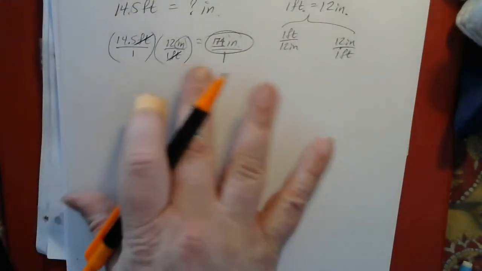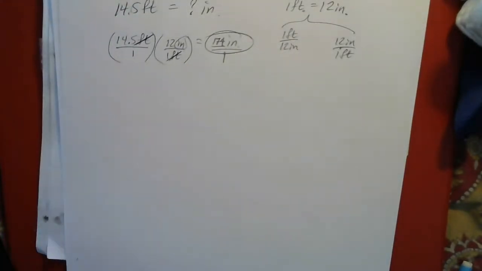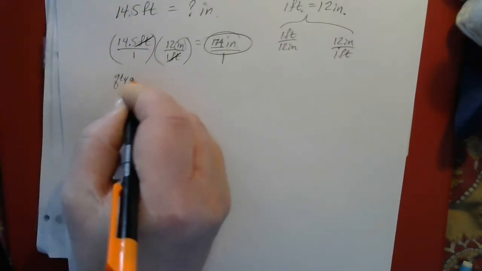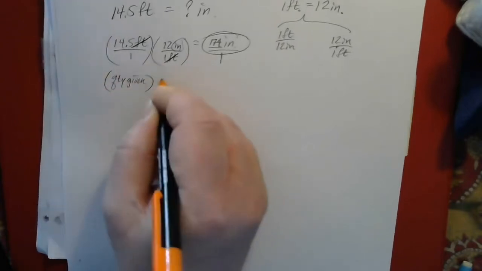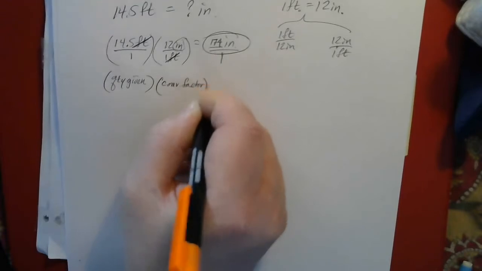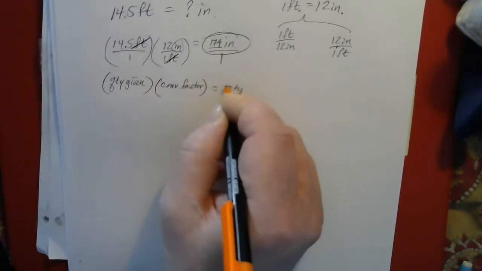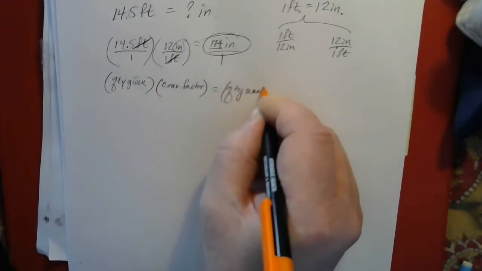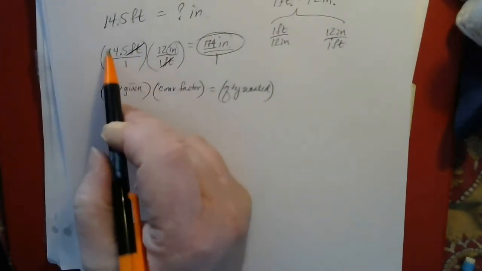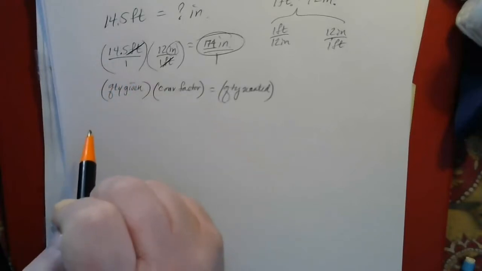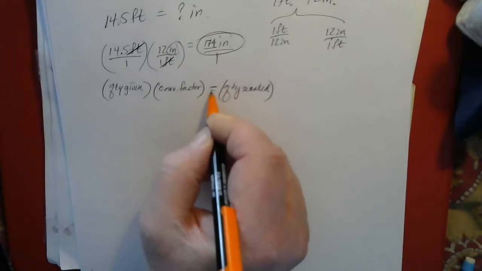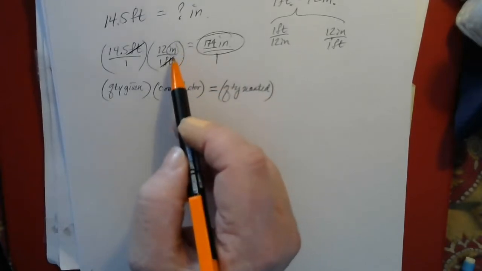This illustrates the most basic form of a unit conversion. You're given something, so we'll say quantity given, and you multiply by a conversion factor, and you get the quantity wanted. So the quantity that was given here was 14.5 feet. The quantity we want is the number of inches that's equivalent to that. And our conversion factor was the number of inches per foot.